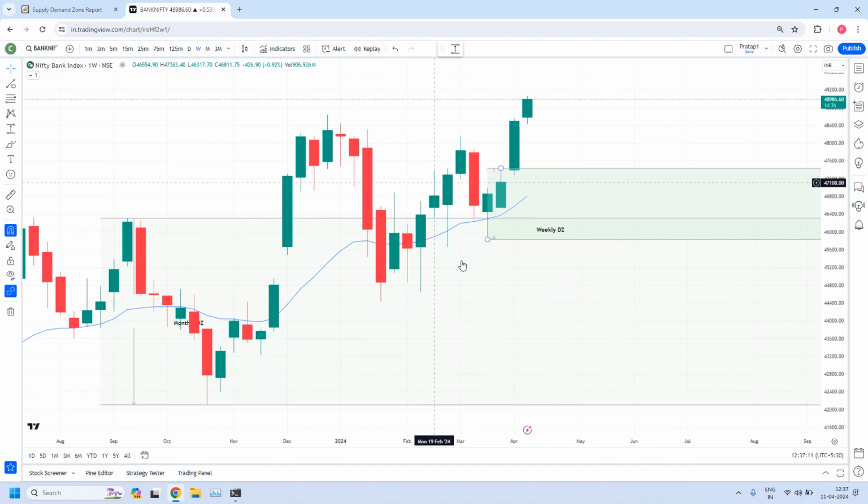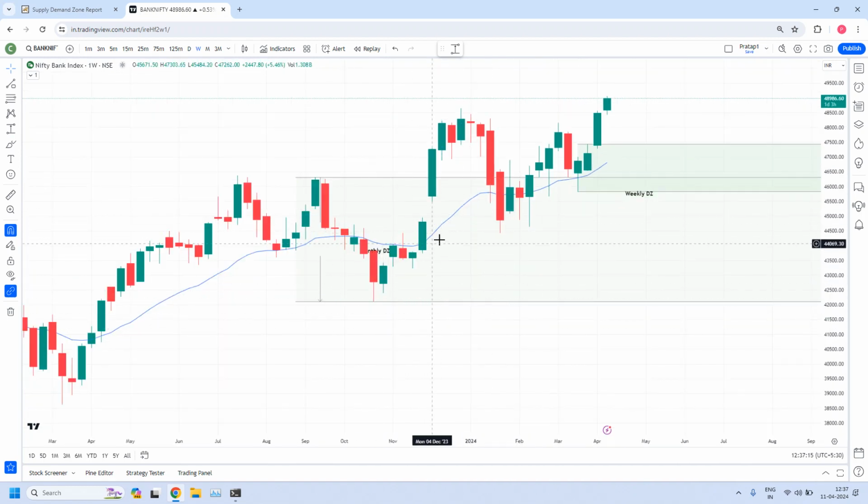Have you noticed this weekly demand zone is having confluence with the monthly demand zone? So both are overlapped with each other. This concept is called zone confluence. What is zone confluence? If two demand zones from two different time frames overlap with each other, it is called zone confluence. The overlap could be at the proximal line or at the distal line, or it could be exactly in the middle. Anything can happen.